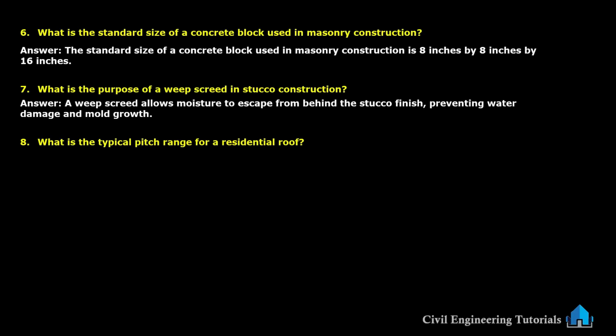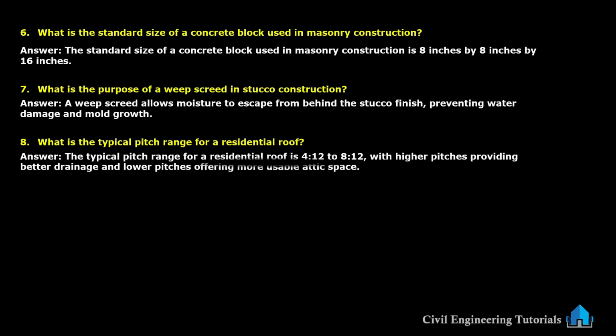What is the typical pitch range for a residential roof? The typical pitch range for a residential roof is 4:12 to 8:12, with higher pitches providing better drainage and lower pitches offering more usable attic space.